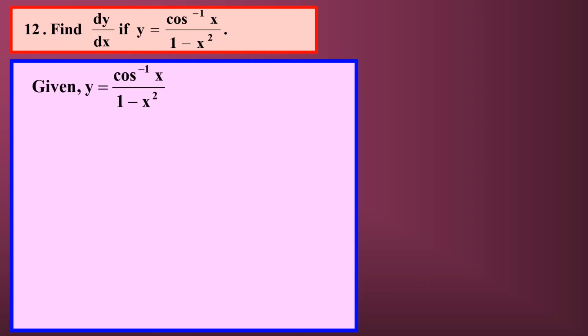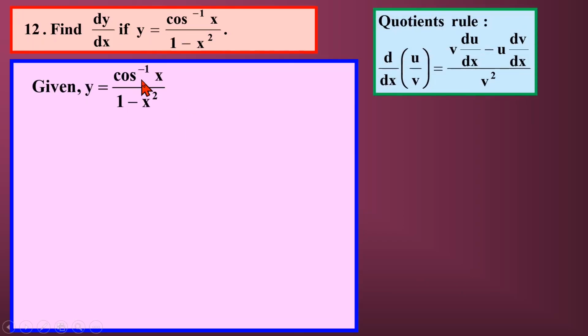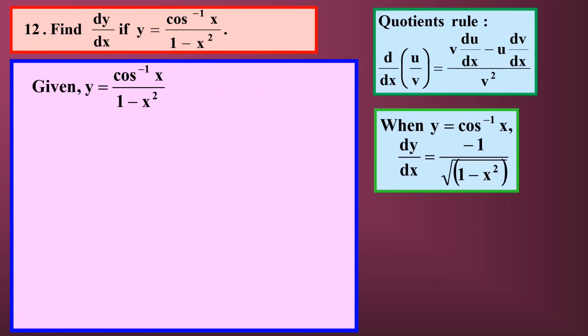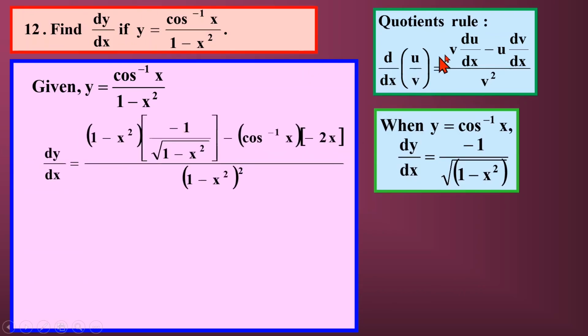In this question, I have a quotient rule again. So I have cos inverse x divided by 1 minus x squared. So I'm going to combine this very, very carefully. So I will copy my v, which is 1 minus x squared. Differentiate du dx, which is cos inverse x. So differentiating cos inverse x, I get negative 1 over square root 1 minus x squared.